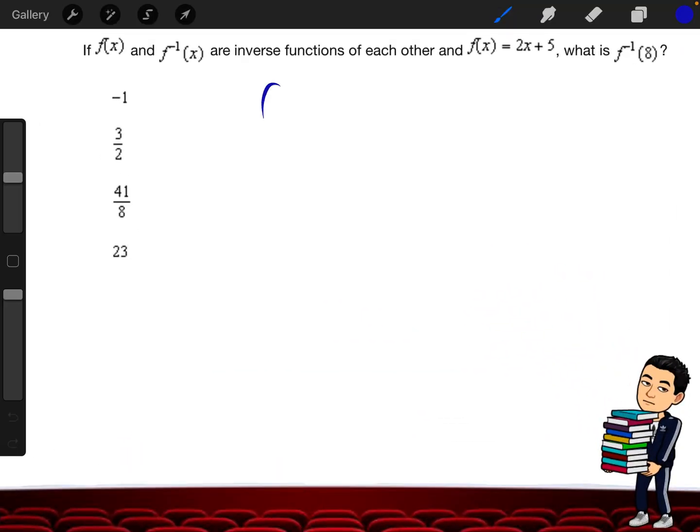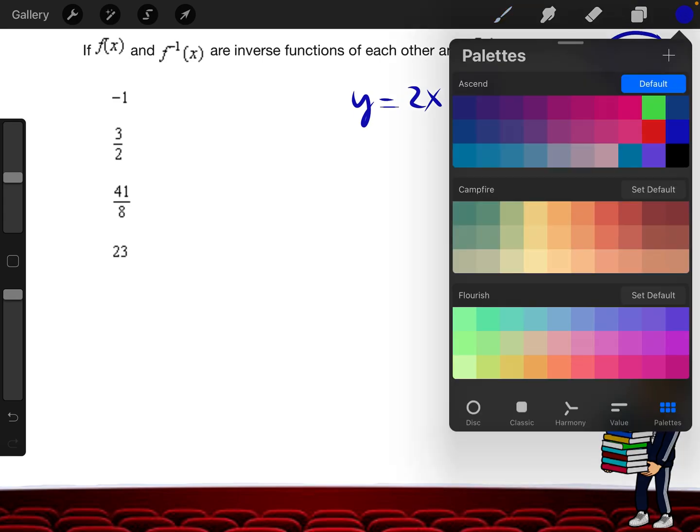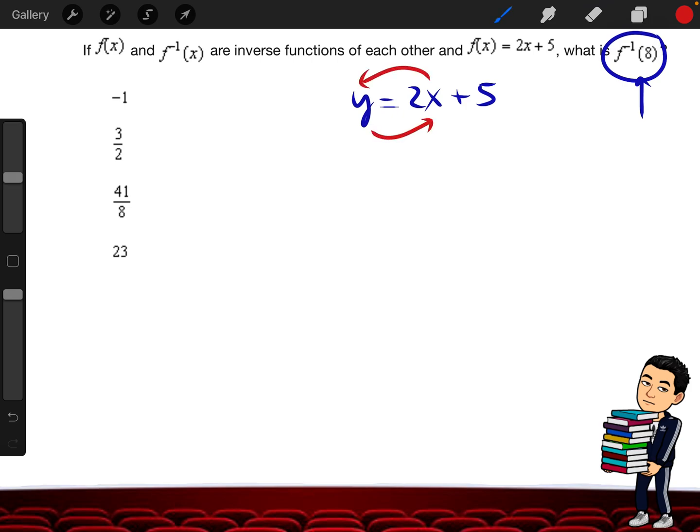If f of x is equal to y is equal to 2x plus 5, let's just focus on the y. You're going to have to find the inverse of f of x, but then insert 8 into x after you find the inverse. So first of all, swap the positions of x and y. You're going to have x equals 2y plus 5, and now we're going to isolate y.